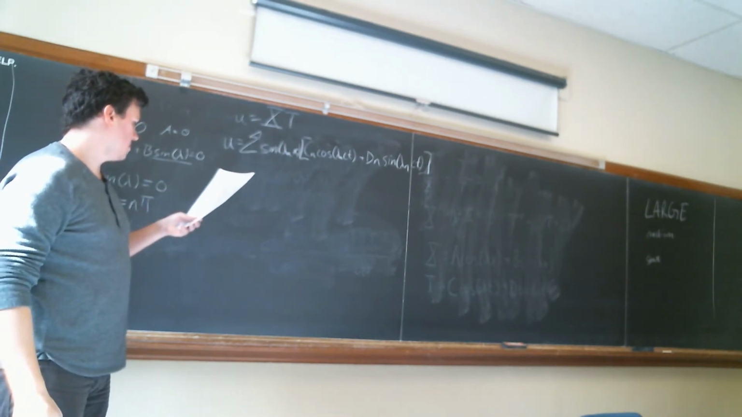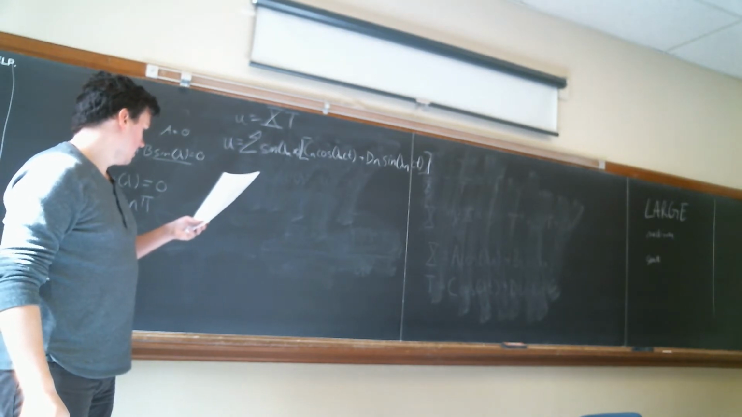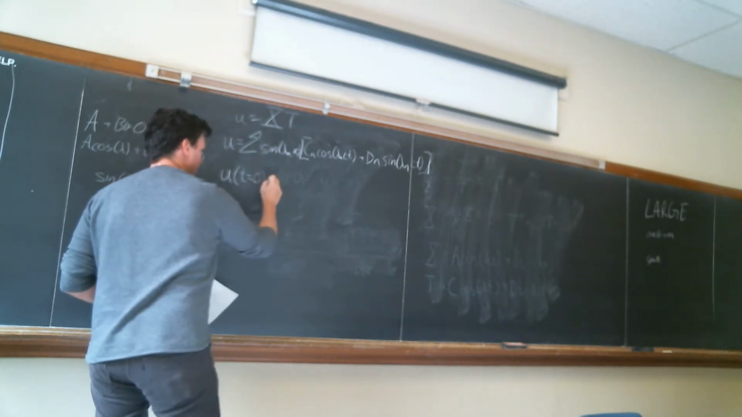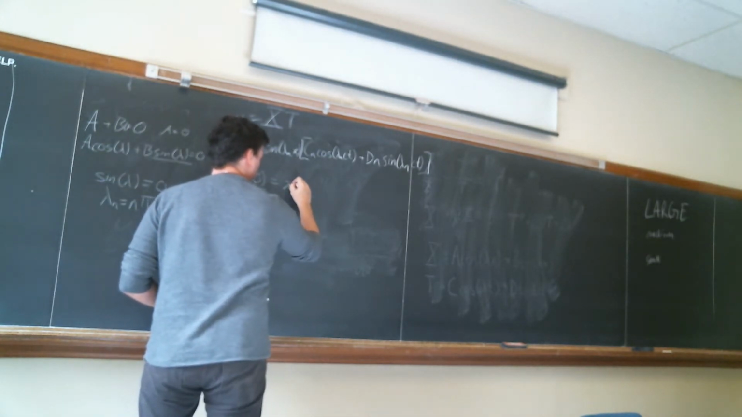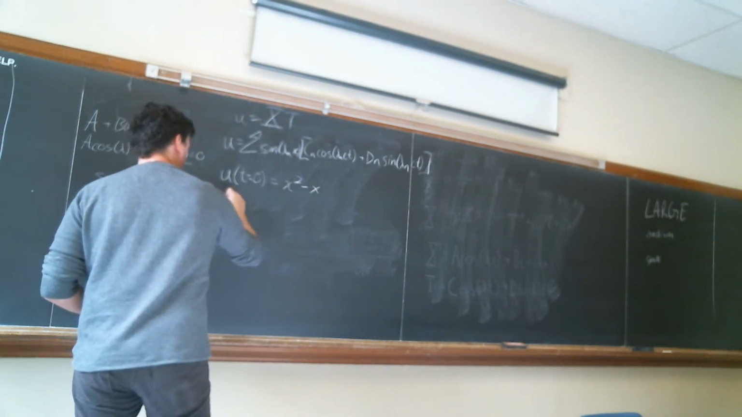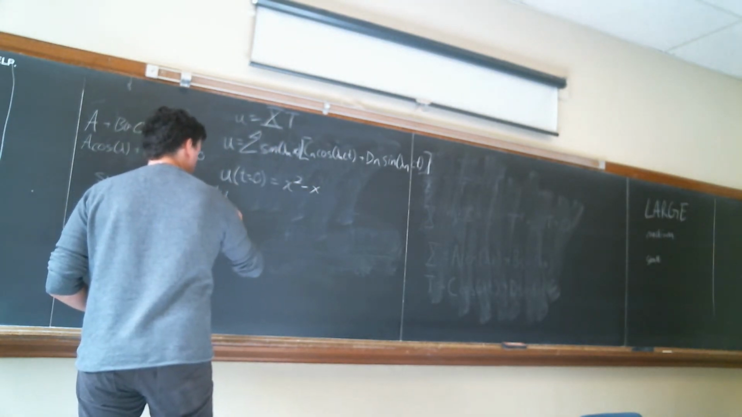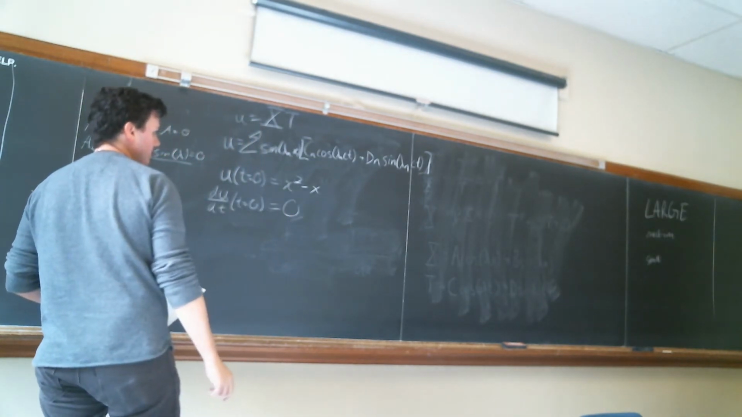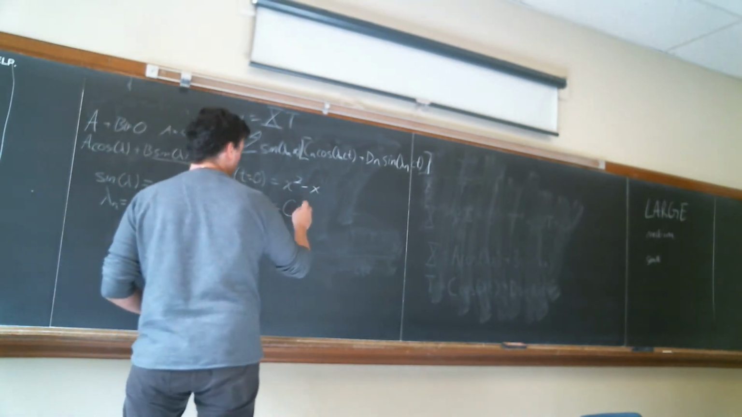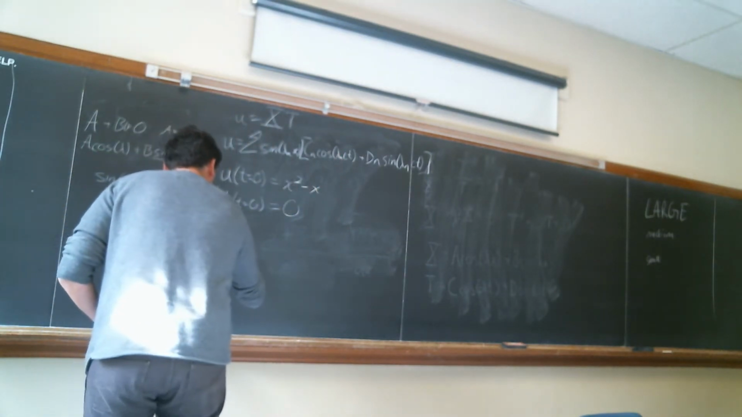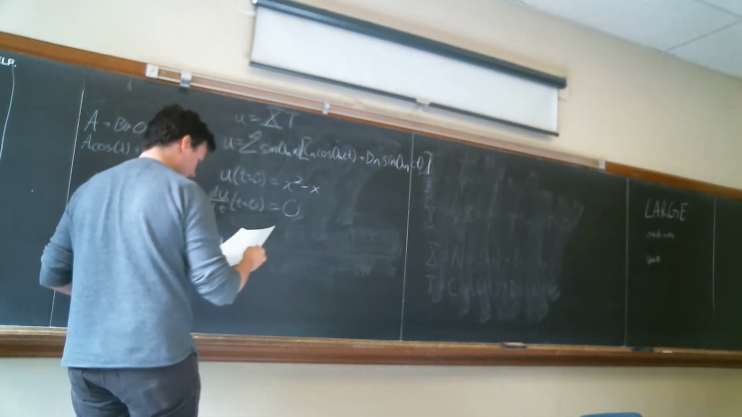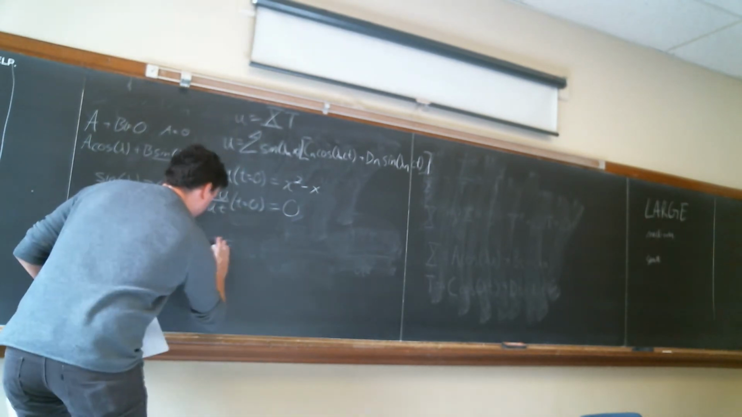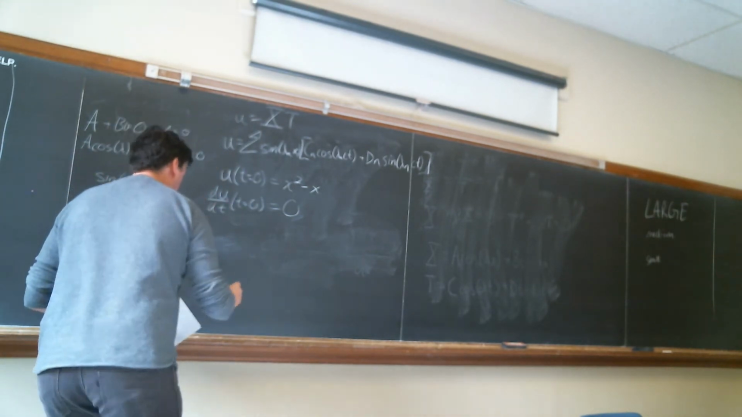So now we can apply some boundary conditions: u at t equals 0 is equal to x squared minus x, and then du/dt at t equals 0 is equal to 0. So if we put a 0 into this, we get u is equal to, oh, I just drop it right down into my conditions. Let me write them out and then I'll back solve.